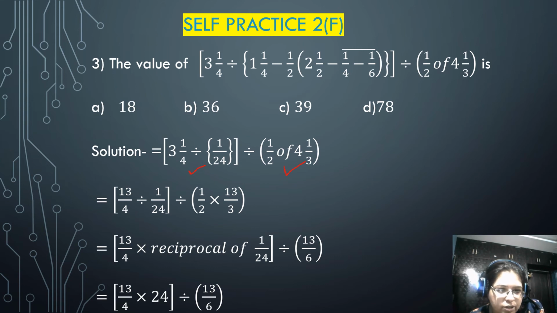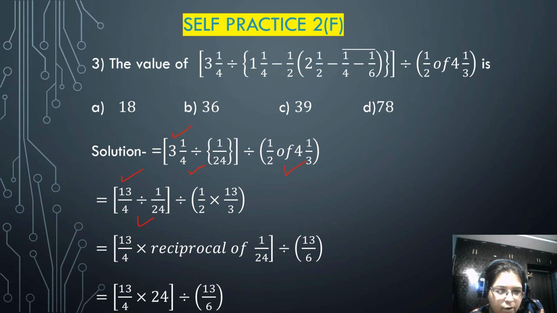Now we convert this mixed fraction 3 1/4 into an improper fraction. So multiply the denominator with the whole plus numerator. 4 multiplied with 3 is 12. 12 plus 1 is 13. 13/4, that is the improper fraction of the mixed fraction 3 1/4. Now we get 13/4 division of 1/24, that is inside the square bracket.